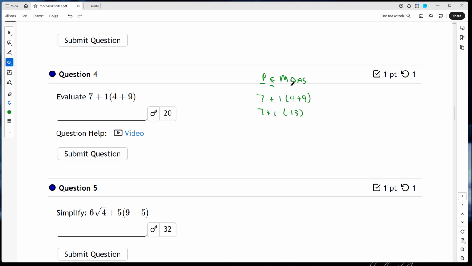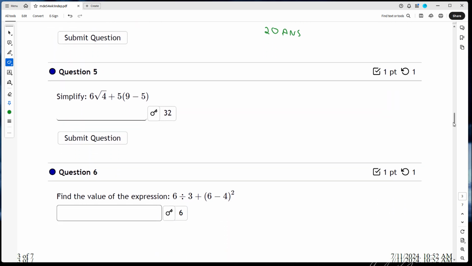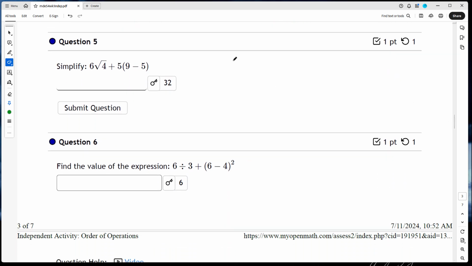Exponent, don't have any. Multiplication and division, I do have 1. 13 times 1, which is 13. Addition and subtraction here. 7 plus 13 is 20. My answer. Next one here. Write PEMDAS at the top.